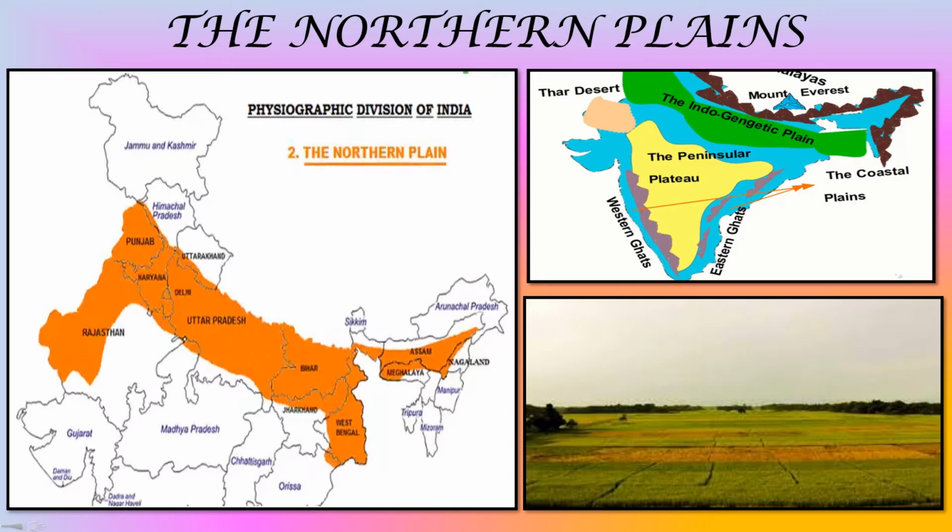Now, the next physical division of India is the northern Indian plains, which lie to the south of the Himalayas. They are generally level and flat. These are formed by the alluvial deposit laid down by the rivers Indus, Ganga, Brahmaputra and their tributaries. These river plains provide fertile land for cultivation. That is the reason for high concentration of population in these plains.